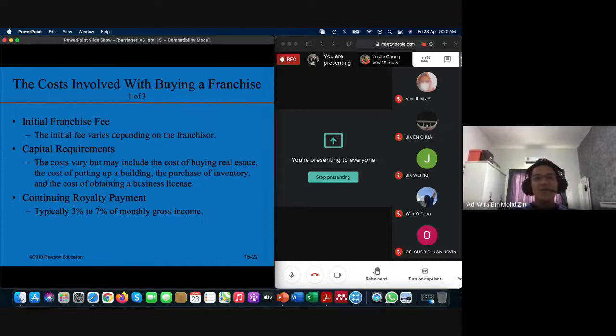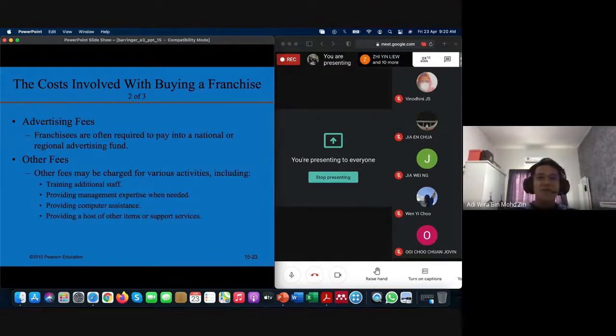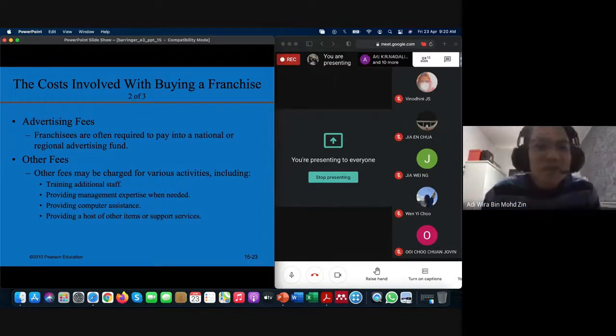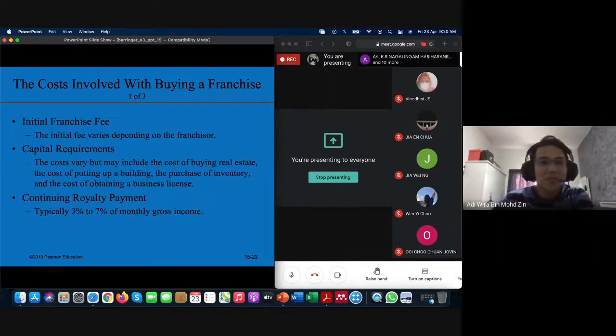Now we take a look at the costs involved when you want to buy a franchise. First is the initial franchise fee. The initial franchise fee is very different compared to other franchisors. Like McDonald's and KFC, I mentioned, we have about 1 million, while some franchisors you just need to pay 50,000 ringgit if I'm not mistaken, like boba tea.